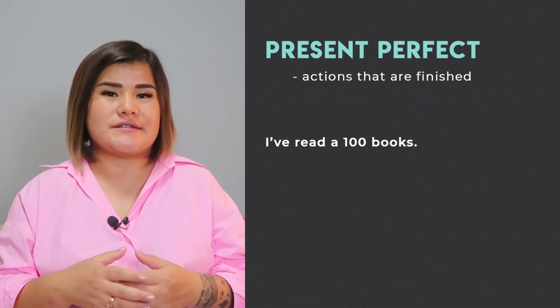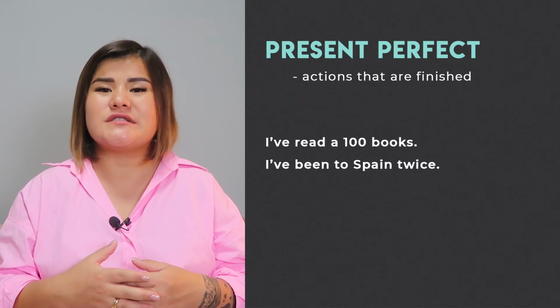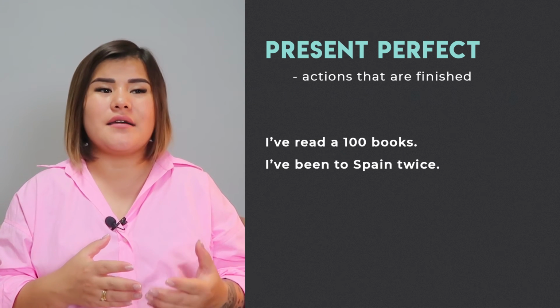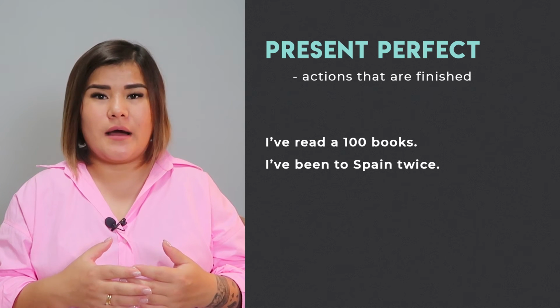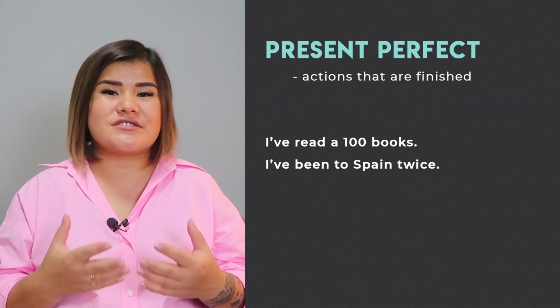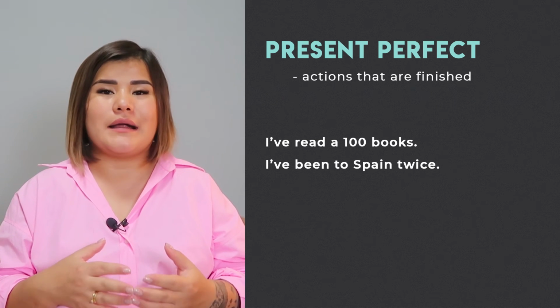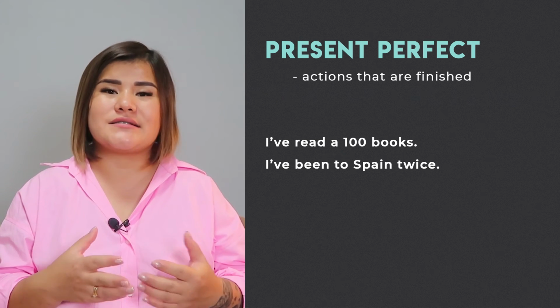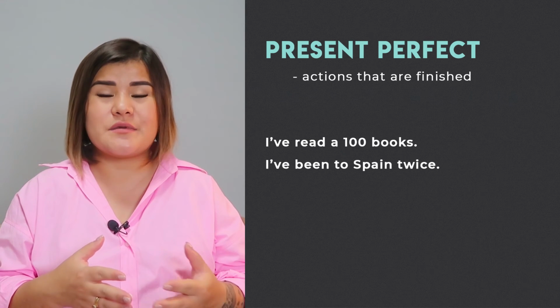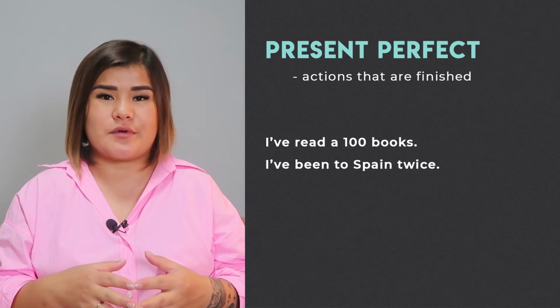Or another example, I've been to Spain twice. It means that I am no longer in Spain. I'm not in Spain. I'm at my home. And the action was generally in the past, but since it has the impact on the present, and I'm talking about the result of it and the experience, we're using present perfect.